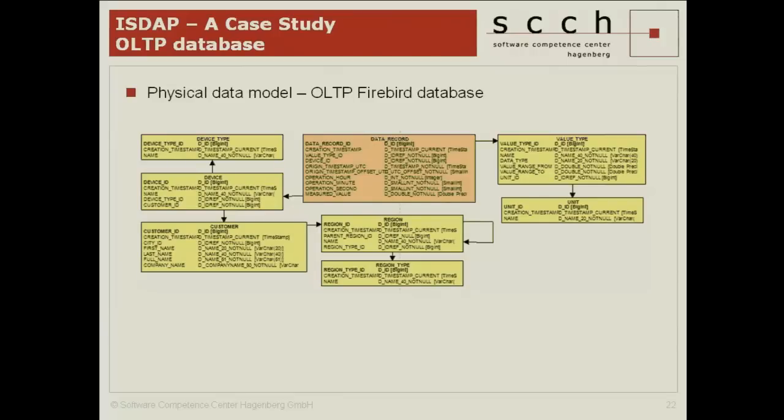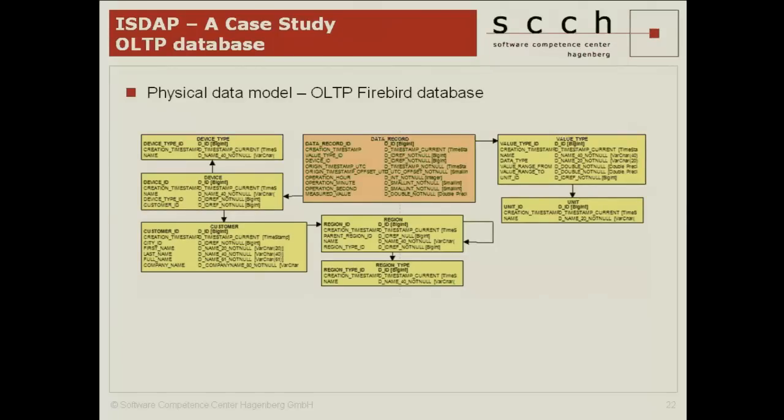Well, the physical data model of our transactional system is pretty much we have one data record table which basically stores all received measured values from the field, and regular relational modeling business with the device type. Is it a vehicle? Is it a chip or something like that? The particular device. Well, a device is related to a customer.